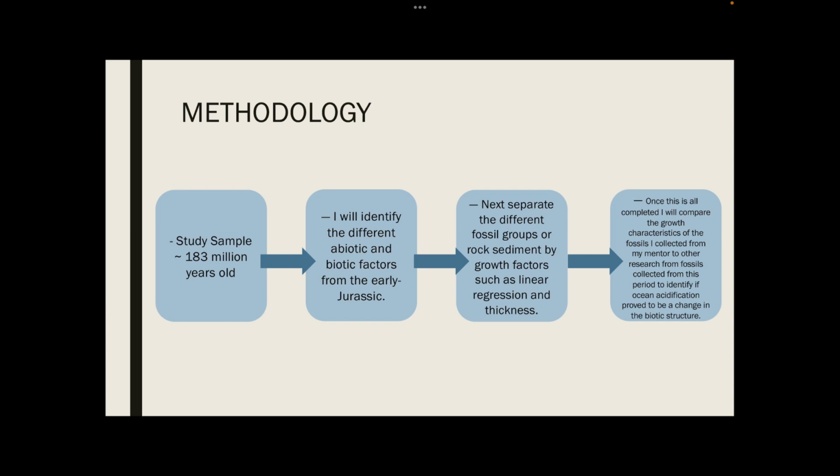First, my study sample will consist of about 183 million-year-old fossils or rock sediment. Next, I will identify the different abiotic and biotic factors from the early Jurassic. Then, I will separate the different fossil groups or rock sediment by growth factors such as linear regression and thickness. And once this is all completed, I will compare the growth characteristics of the fossils I collected from my mentor to other research from fossils collected from this period to identify if ocean acidification proved to be a change in the biotic structure of this time period.